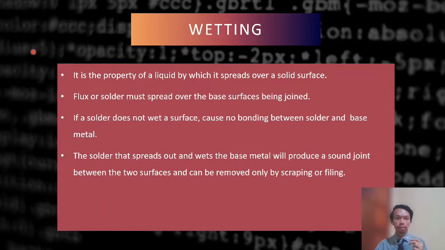For the wetting factor, basically wetting is a property of a liquid by which it spreads over a solid surface. Flux or solder must spread over the base surface being joined. If a solder does not wet a surface, there is no bonding between solder and base metal. The solder that spreads out and wets the base metal will produce a sound joint between the two surfaces and can be removed only by scraping or filings.